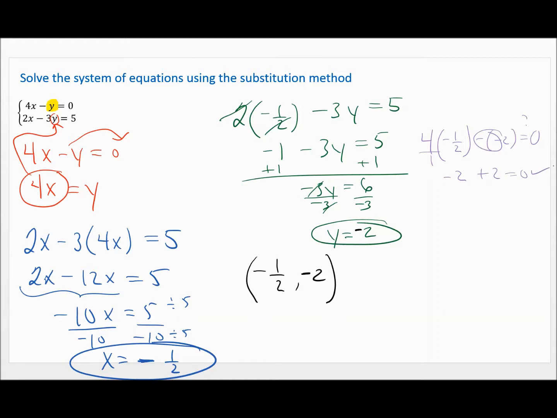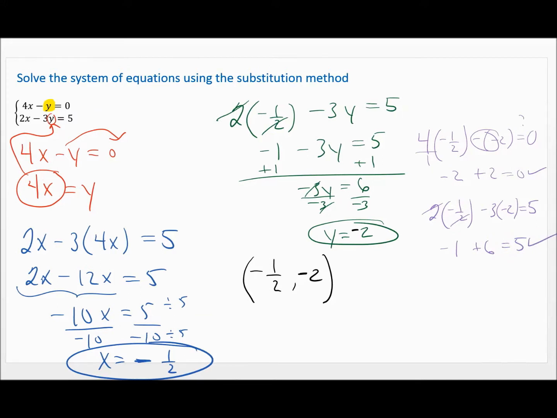Yes, that checks. Now let's check the next one. 2 times negative 1/2 minus 3 times negative 2. Is that equal to 5? 2 times negative 1/2, again, the 2's cancel. I get negative 1. Negative 3 times negative 2 is plus 6. And you know what? Negative 1 plus 6 does equal 5. So we got it right.